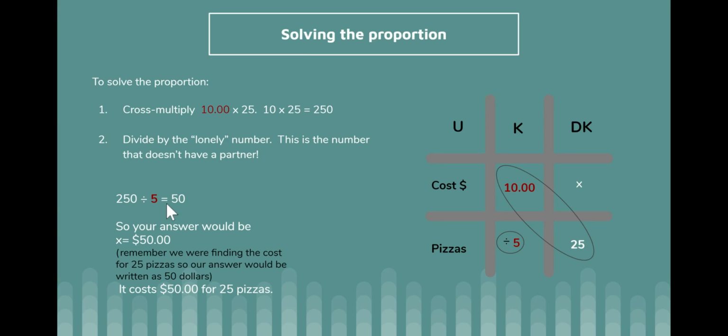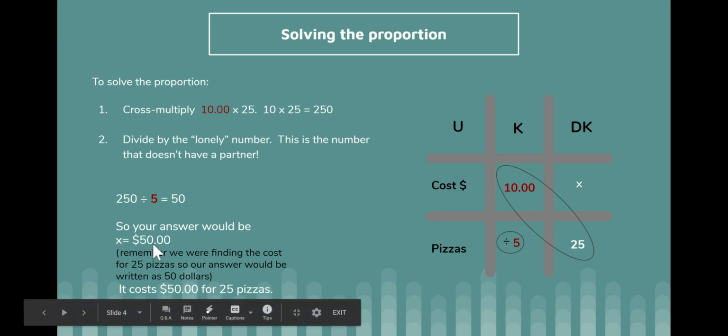Then I have to remind myself, okay, I was answering a question about cost. So my answer would be X is $50. So remember, we're finding the cost for 25 pizzas. So our answer would be written as $50. It costs $50 for 25 pizzas would be our correct answer.